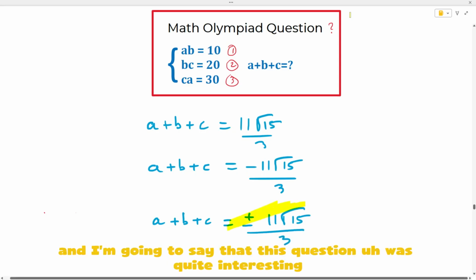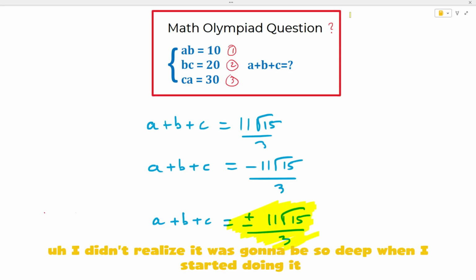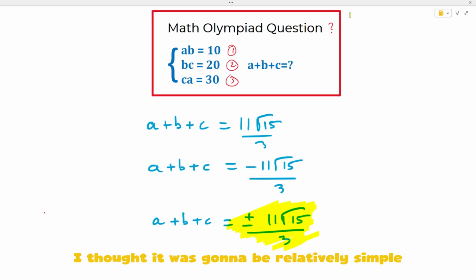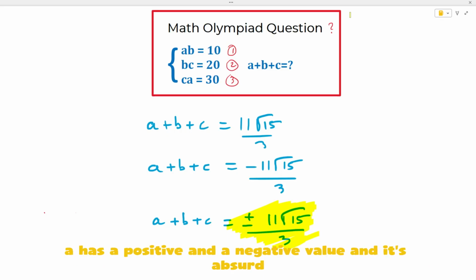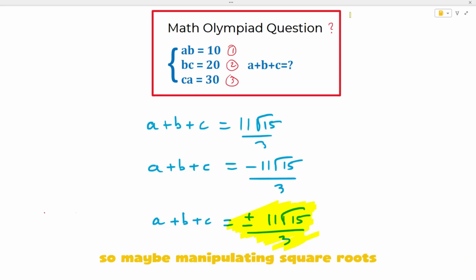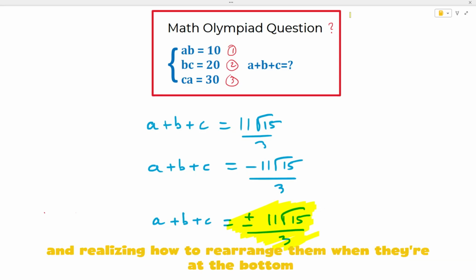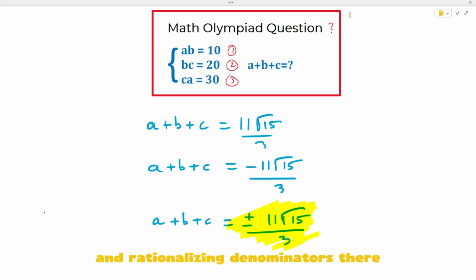And I'm going to say that this question was quite interesting. I didn't realize it was going to be so deep when I started doing it. I thought it was going to be relatively simple. It's not that complicated. It's just that through the roots we realize that A has a positive and a negative value, and it's a surd. So maybe manipulating square roots and realizing how to rearrange them when they're at the bottom and rationalizing denominators. There are quite a few skills in this question.